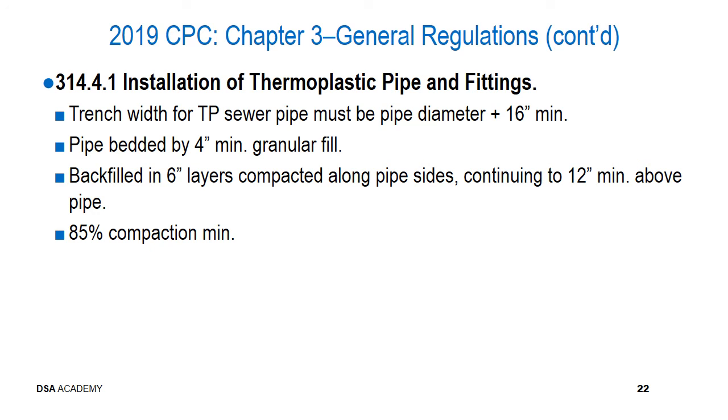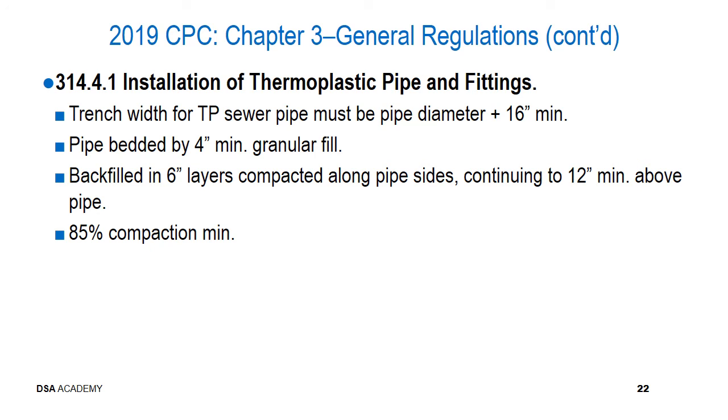The trench width for thermoplastic pipe must be a pipe diameter plus 16 inches minimum. Okay? The pipe bedding must be 4-inch minimum, and it's got to be granular fill. The pipe must be backfilled in 6-inch layers compacted along the pipe sides, continuing obviously consistently to 12 inches minimum above the pipe. And the reasoning for this is very specific to this pipe.